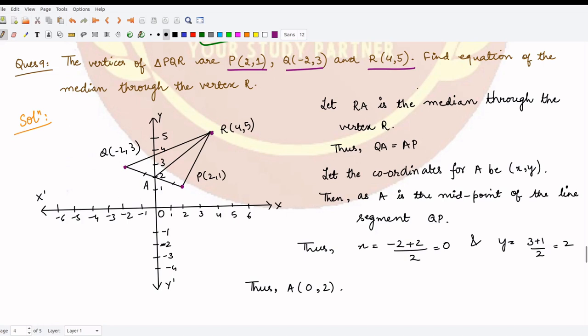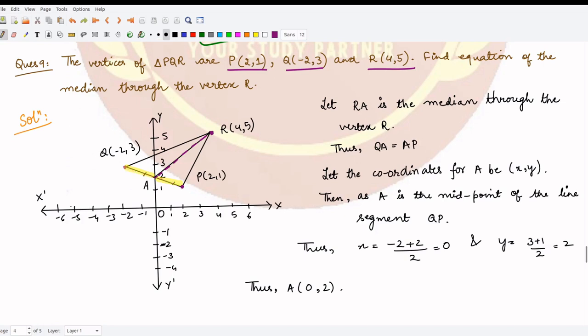Now we have to calculate the equation of the median through the vertex R. So this is your vertex R. If you draw the median here, it would look something like this, right? Because it will cut the opposite side into two equal parts. The first part is this one and the second part is this one, so both of them are equal.